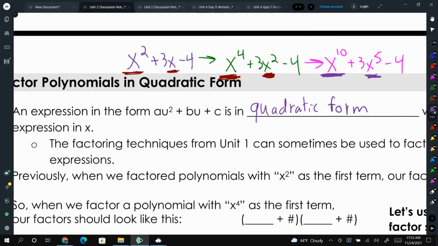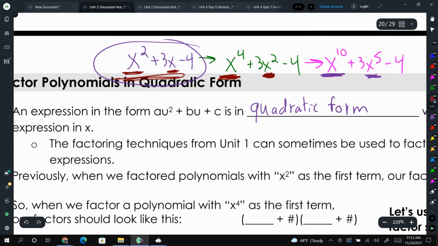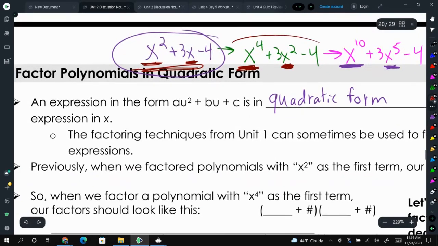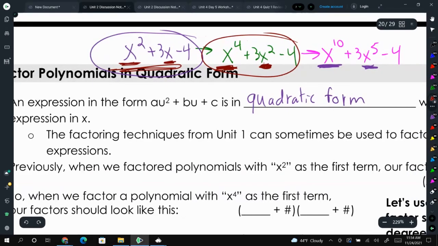So this is in quadratic form, and we can factor those the exact same way we did quadratics back in Unit 1, things that looked like this. What that means, though, is that our factors are going to look different. Instead of being, like in this form, x minus 1 times x plus 4, if we're looking at this one, we would say x squared minus 1 times x squared plus 4.